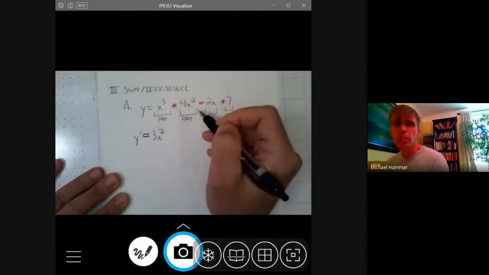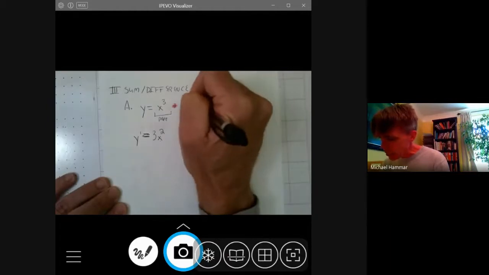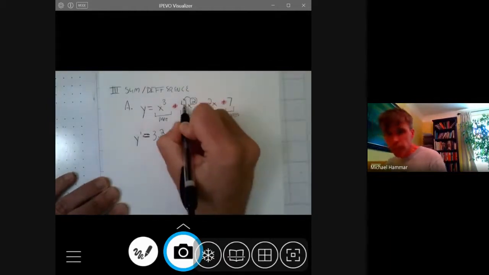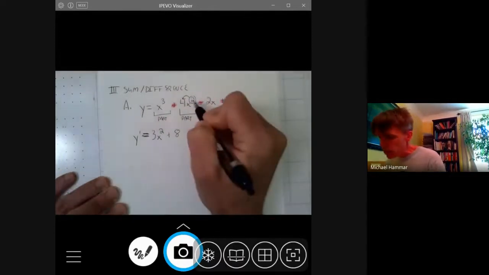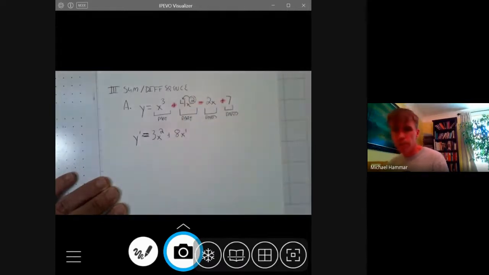Now, move on to the second part. This second part applies the constant multiple rule. So what that means is we take this and we multiply it times the constant in front. So 2 times 4 is 8. But remember, you need to subtract 1 from the exponent, so it's going to be x to the first. You do not need to write x to the first. You can just leave it as 8x.